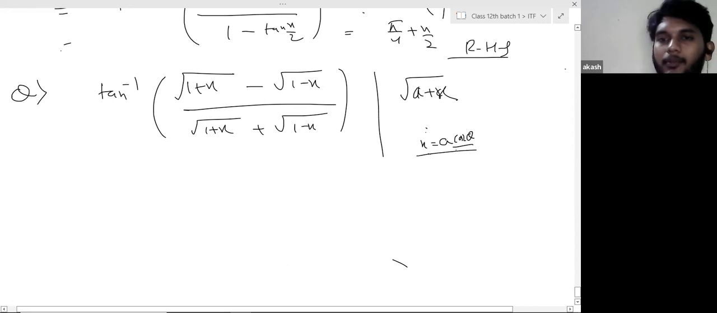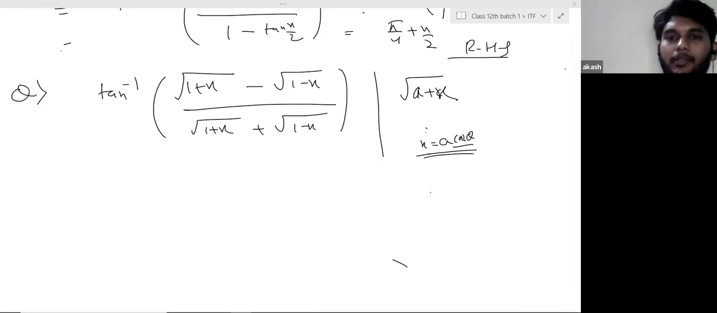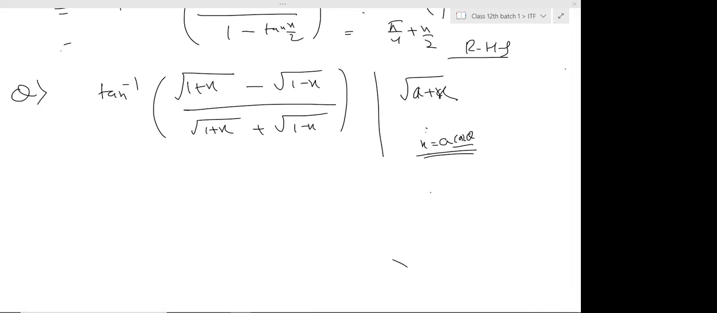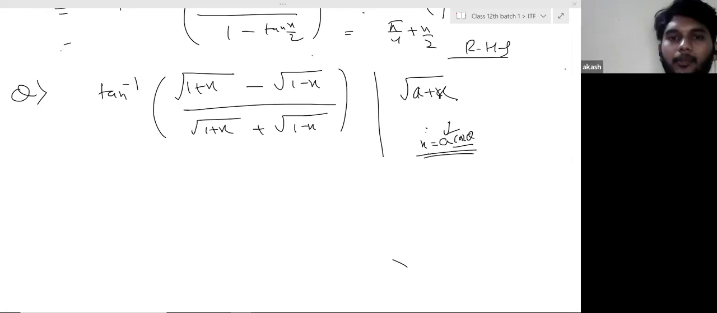Put this as the substitution and try to solve. I'll give you a few minutes. Everyone here, what about the substitution? Yes, sir. All right, what is the value of a here? 1, right? So you just have to put x equals cos 2 theta.